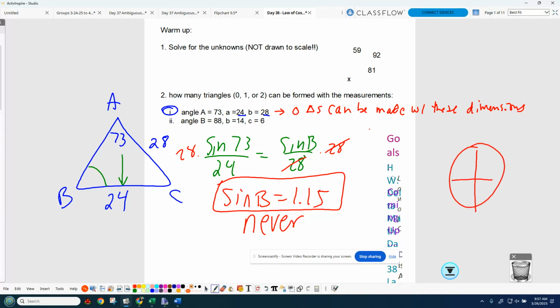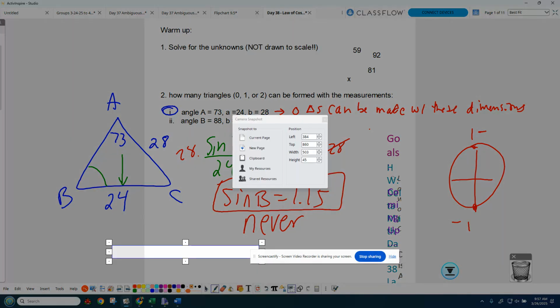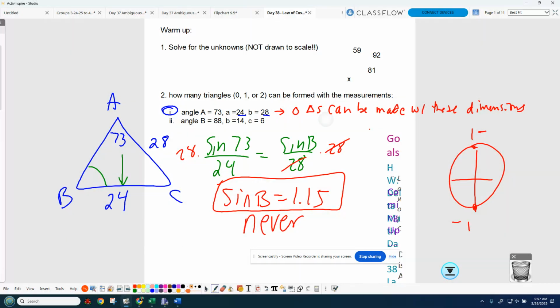Sine on the unit circle is the y values. What's the teeniest, tiniest, smallest y value there? This one's -1, this one's +1. When is it going to be 1.15? It isn't. All right, so the answer would be no possible solution. No, it's not possible.